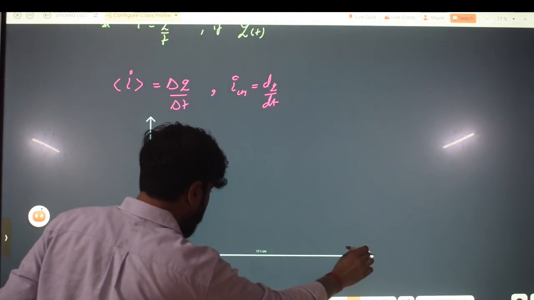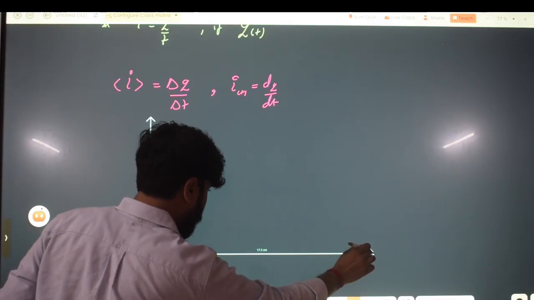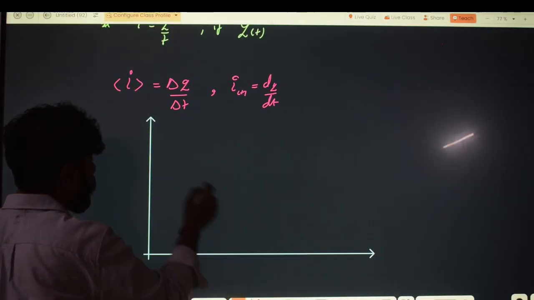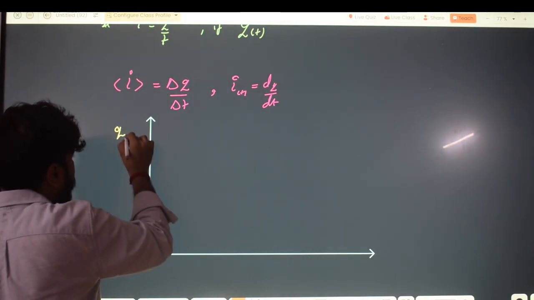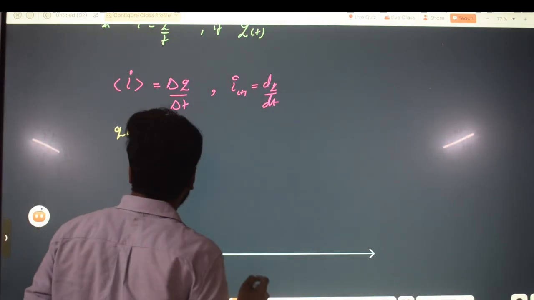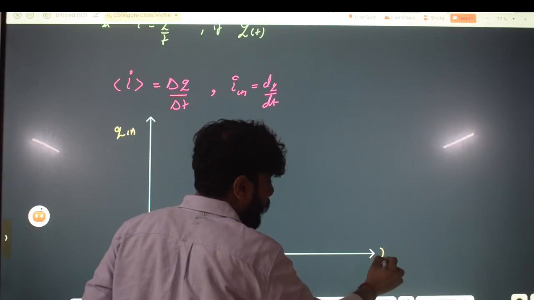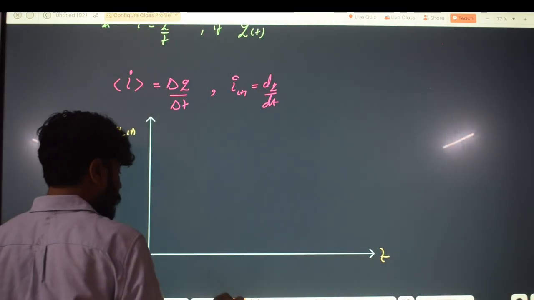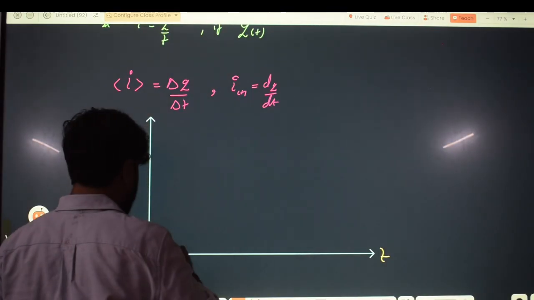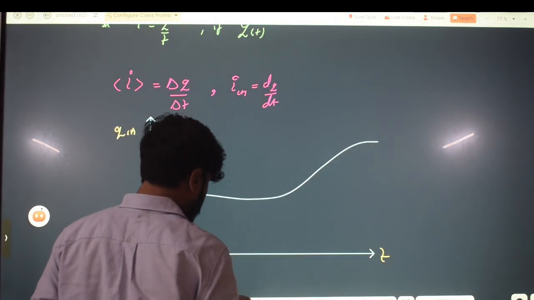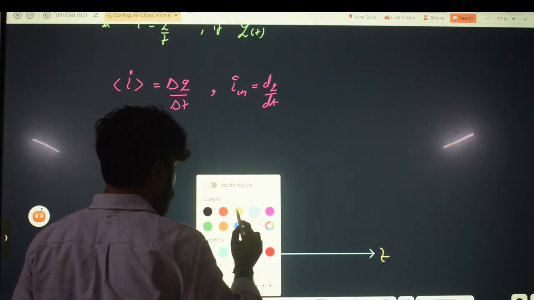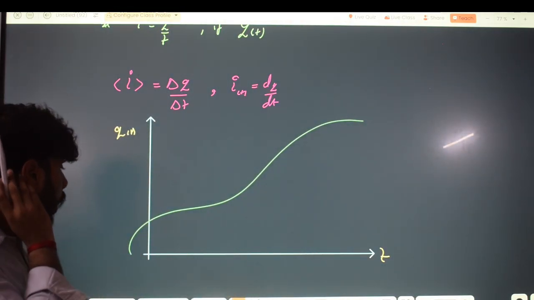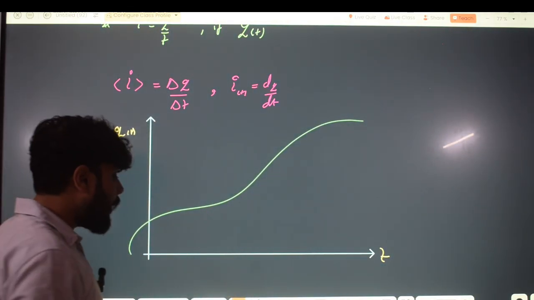I'll explain what is the point of this. Imagine this graph, the graph I want to draw. It is charge as a function of time, a charge versus time graph. And let's say the graph is like this. Right. So how are you finding average current and how are you finding instantaneous current?